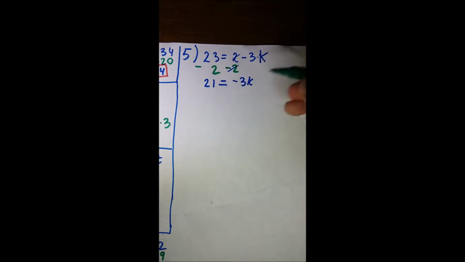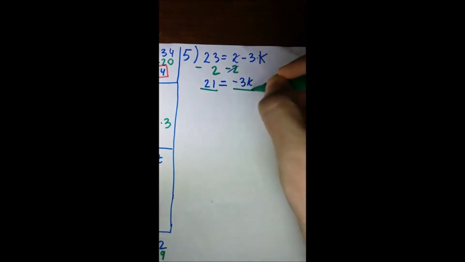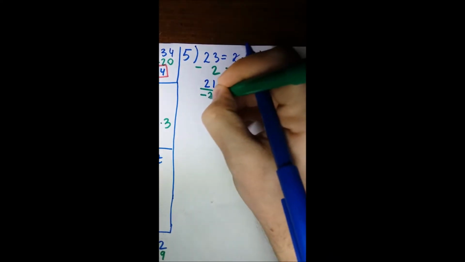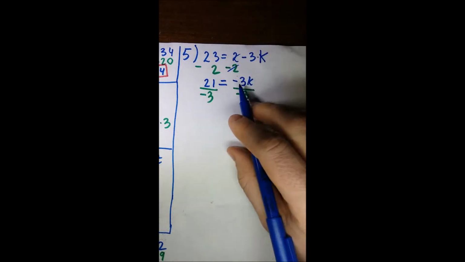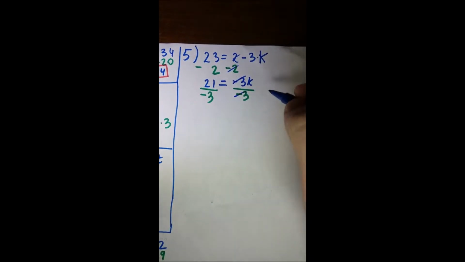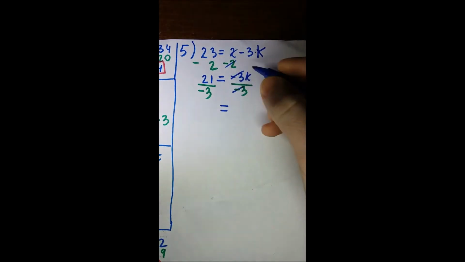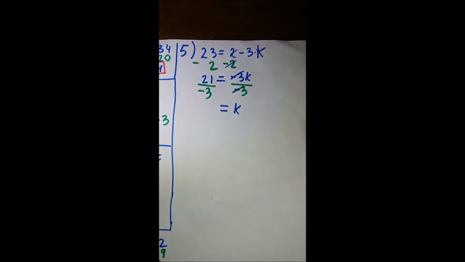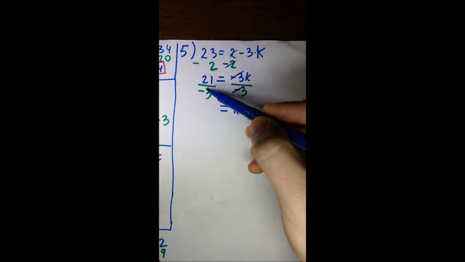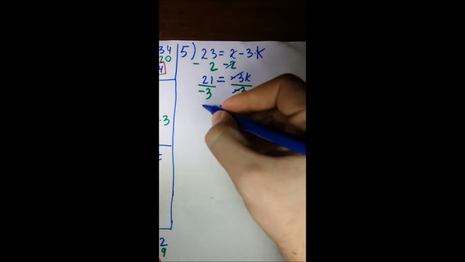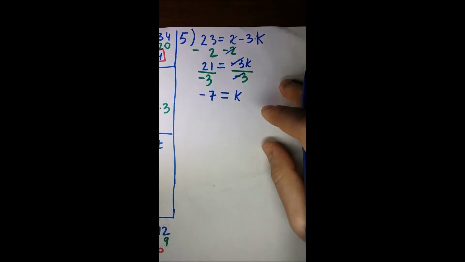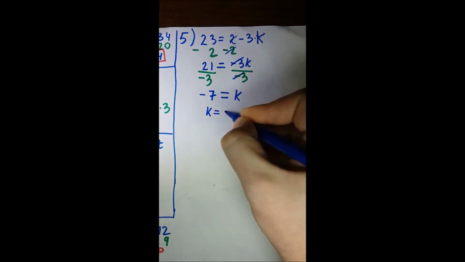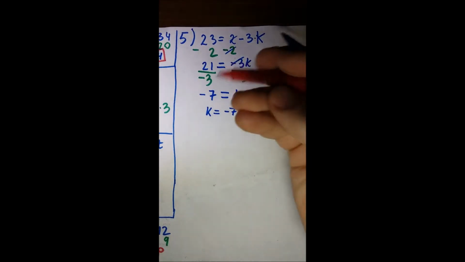Step 2 is divide both sides by negative 3. Yes, we are dividing by negative 3 to get rid of the entire coefficient here. Divide this by negative 3. The 3's are gone. The negative 3's are gone. So on the right side is just k. Now here, 21 over negative 3, positive divided by negative is a negative number. 21 over 3 is 7. The answer is negative 7 equals k, or we can simply put k equals negative 7. That's our answer.